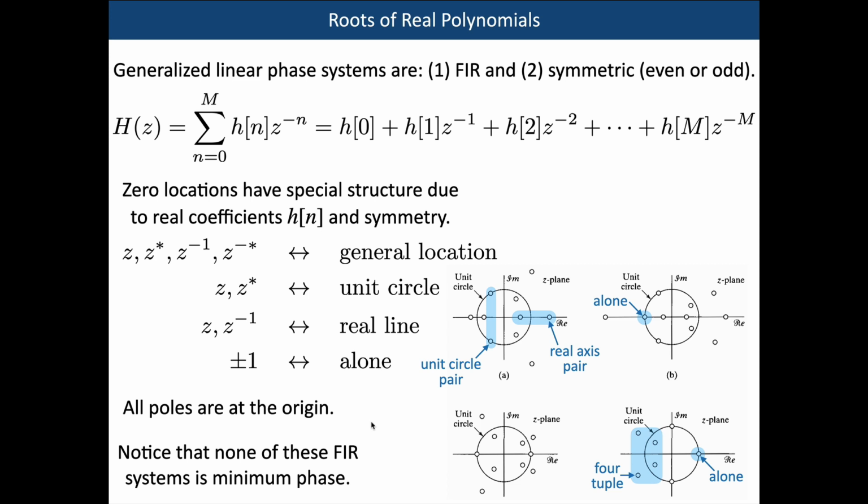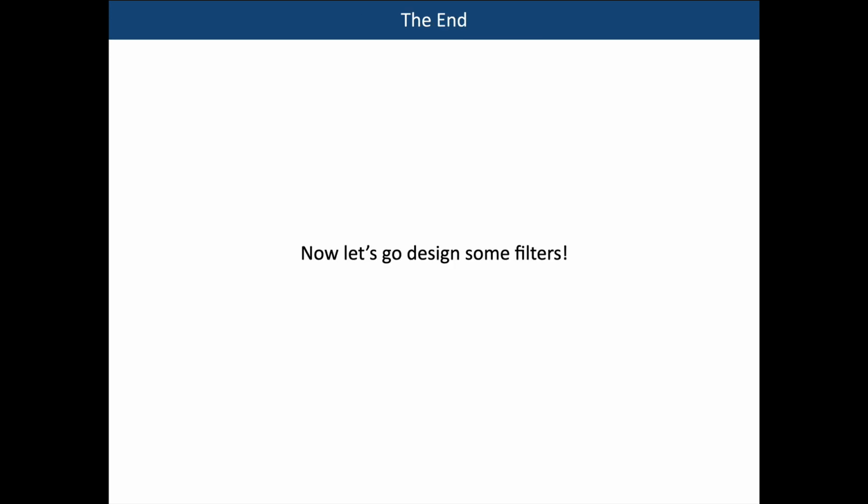The other thing to notice is that in all of these examples, there are necessarily zeros outside the unit circle or on the unit circle. So none of these FIR filters that we'll design that have the symmetry properties will be minimum phase. All right, so the next topic then is to go design some filters.